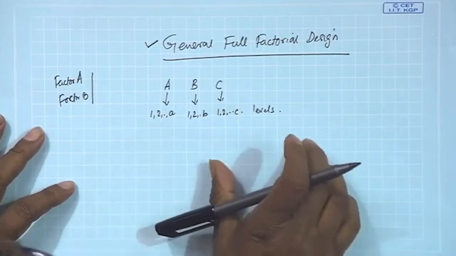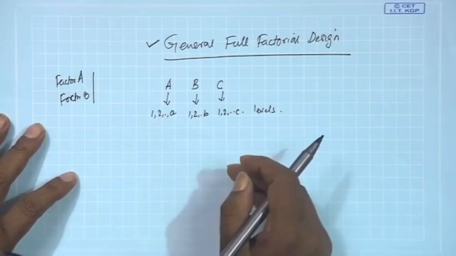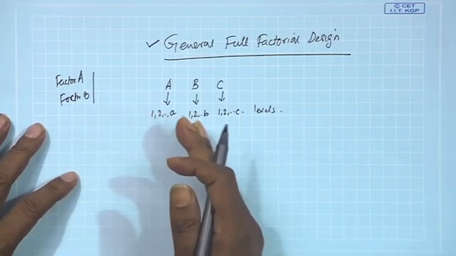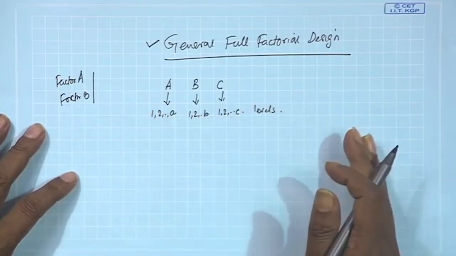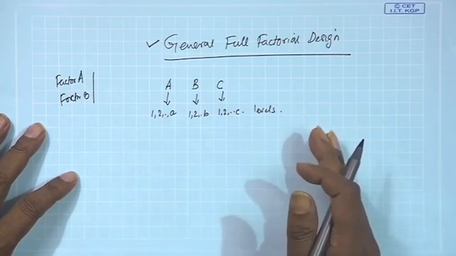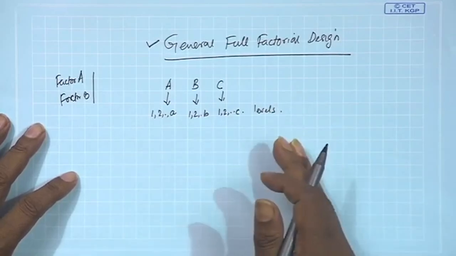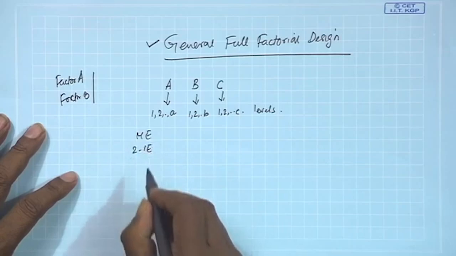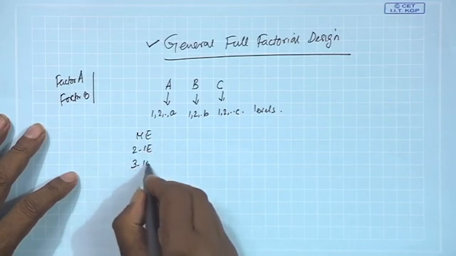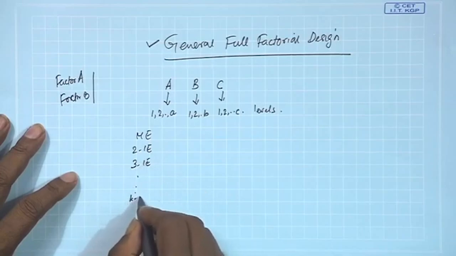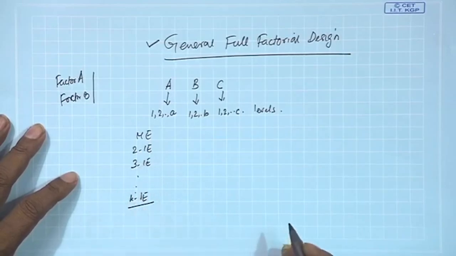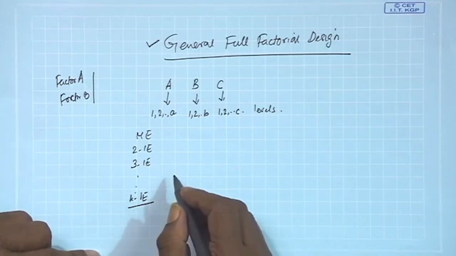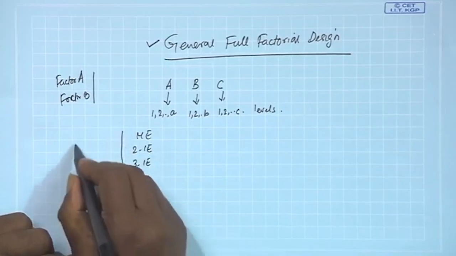The fundamentals remain the same. The only difference when you go from 2 to 3 factors or 3 to more factors is that the number of effects will increase, in terms of main effects, in terms of two-way interaction effects, in terms of three-way interaction effects, and like this, in terms of k-way interaction effects. This is the result of an increase in sources of variation.